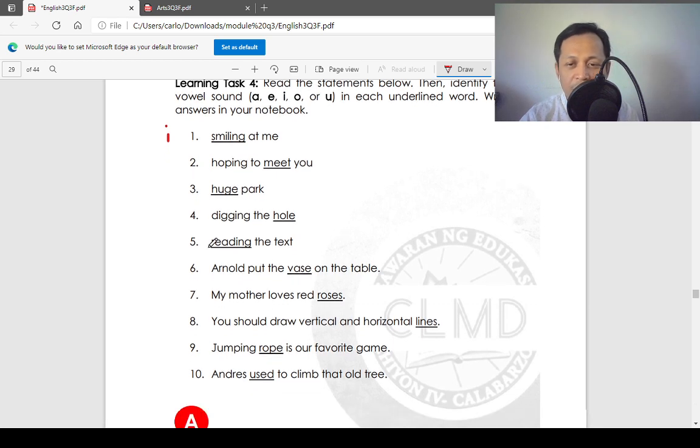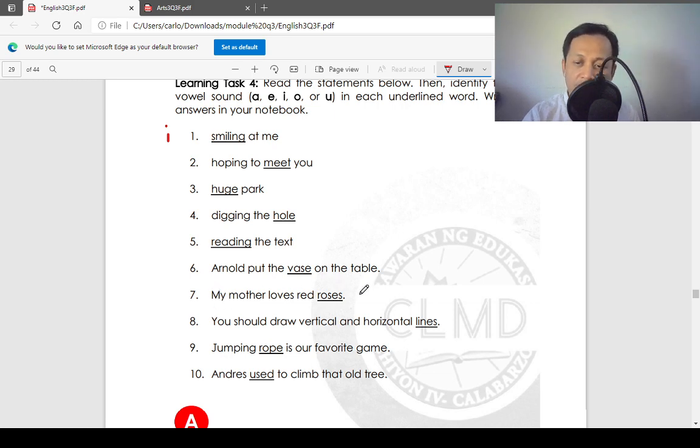Number 5, the underlined word is reading. Reading the text. Number 6, the underlined word is base. Arnold put the base on the table. Again, Arnold put the base on the table.